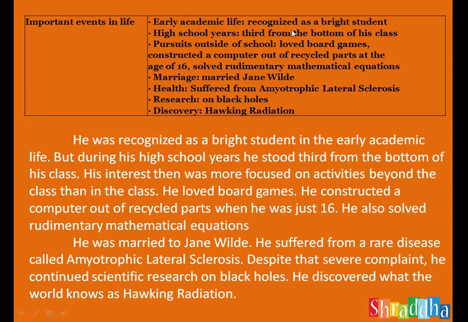You see, recognized. Who was recognized? Stephen Hawking. So you can write directly "he", because we have already written Stephen Hawking in the first sentence. So there is no need to repeat the name again and again. We can take the help of a pronoun instead of a noun. He. You see, early academic life, recognized as a bright student. You write it in the form of a sentence: he was recognized as a bright student in his early academic life.